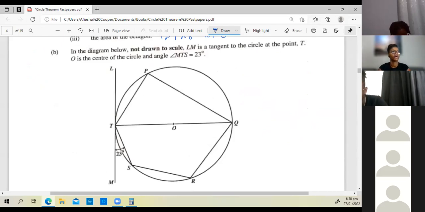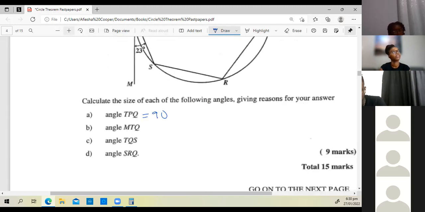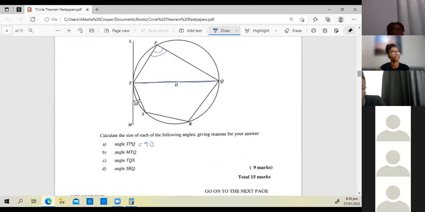Angle TPQ. Bam, how much is that? 90 degrees. Excellent. So we see that this is a right angle. Look at the diameter right here connected. 90 degrees. So let me zoom out of this so we can see everything. Right, 90 degrees because it's a triangle in a semicircle.